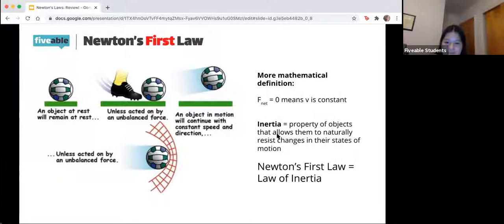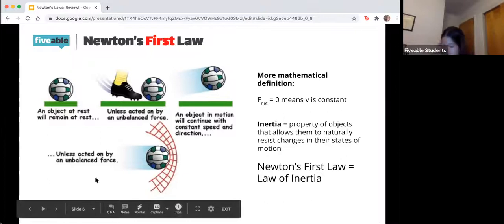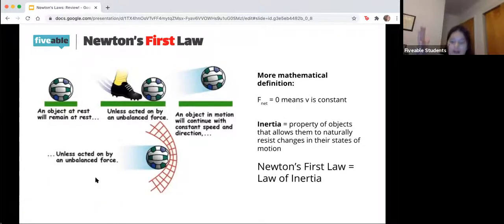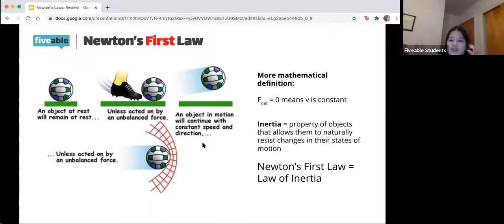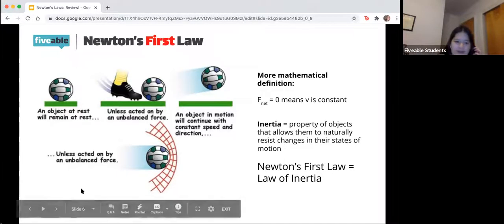Oh, inertia. Yes, inertia. This is a huge vocab word that you will see when working with Newton's first law. In fact, Newton's first law is commonly referred to as the law of inertia. That's a very common alternate name for it. Basically, inertia is just a fancy word for the property of objects that allows them to naturally resist changes in their states of motion. And I believe I have a fun graphic coming up that illustrates what inertia is.